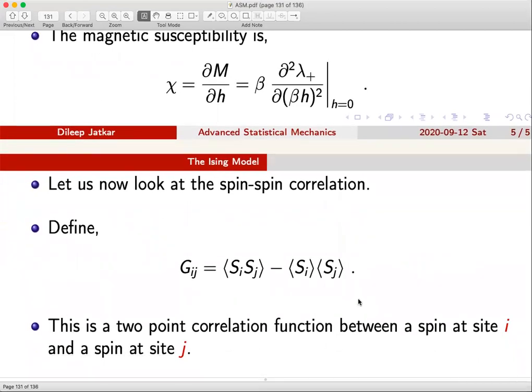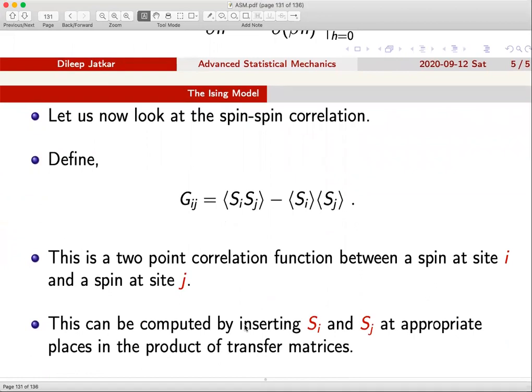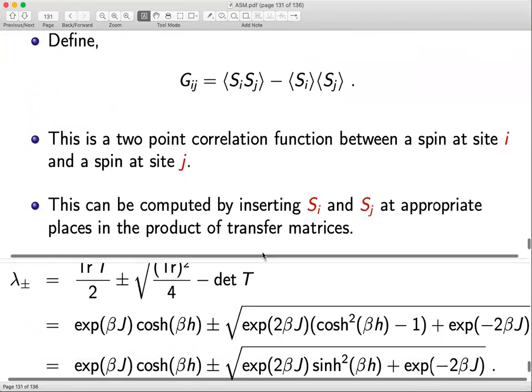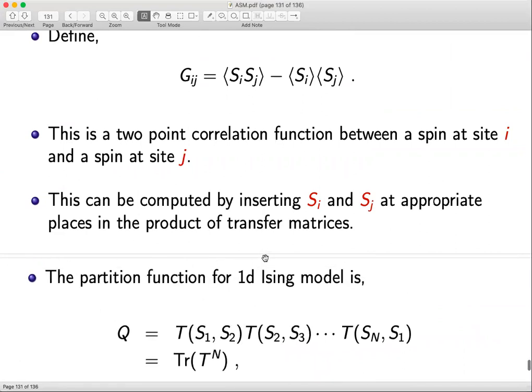This is of course a two-point function which is a correlation between two spins at site i and site j. So what we will do is compute this by using the transfer matrix method. Now remember our partition function. So let me just put that up. Our partition function is written like this. It is a product of transfer matrices depending upon spins defined at various sites, with, of course, in this particular case, nearest neighbor interaction.